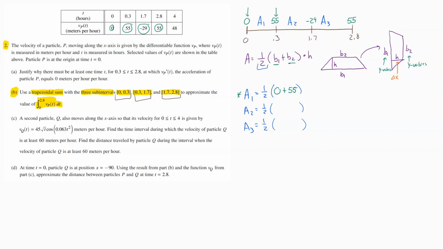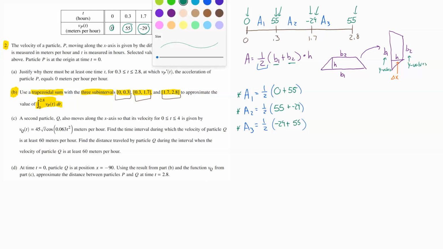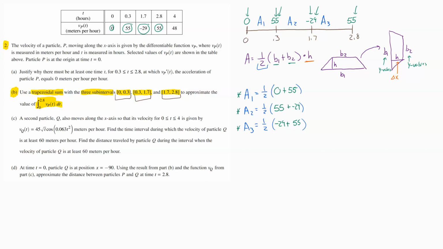I then go to A2. On A2, my base 1 is going to be that left side. That's going to be 55, plus my base 2 is going to be the negative 29. Then on A3, my base 1 is going to be negative 29, and my base 2 is going to be 55. Now I want to come through and multiply everything by the height.